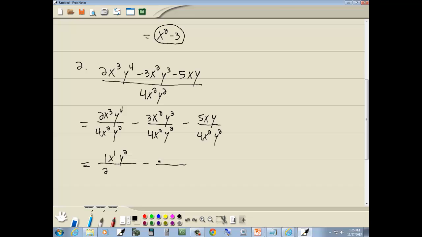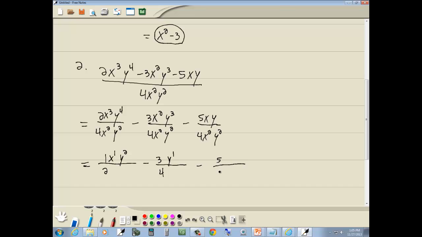Minus, can't do anything with these numbers, so I have 3 and 4. These x squareds are the same, so they drop away. Now here we have y to a power over y to a power. Subtract the smaller exponent from the larger one. 3 minus 2 is 1, so we have y to the first power where the larger exponent was, which is up on top.